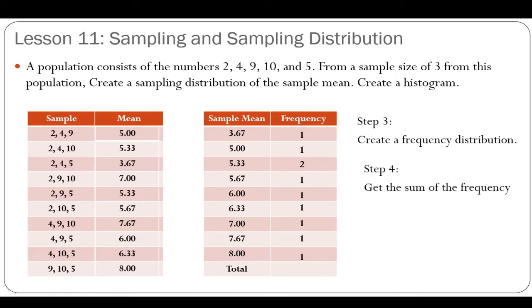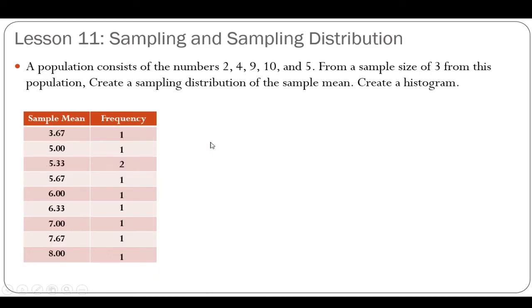Next, get the sum of the frequency. So, ilan kaya yan? Dapat 10 din yan. Bakit naging ganun, sir? Dapat kasing dami yan ng number of combinations. And take note, etong values dito sa frequency distribution, dito sa sample mean column, ay hango lang din dito sa mean. Hindi tayo pwede magdagdag ng iba pang values dito. Okay ba? Okay, good. Next.